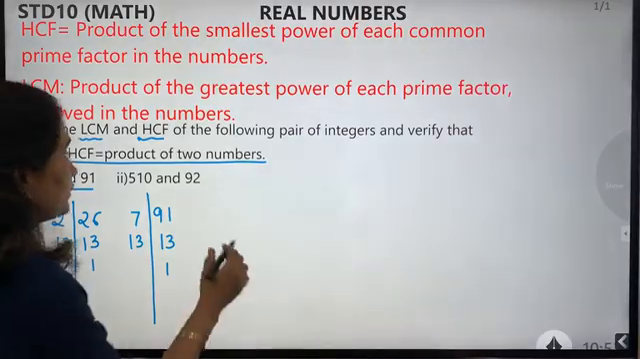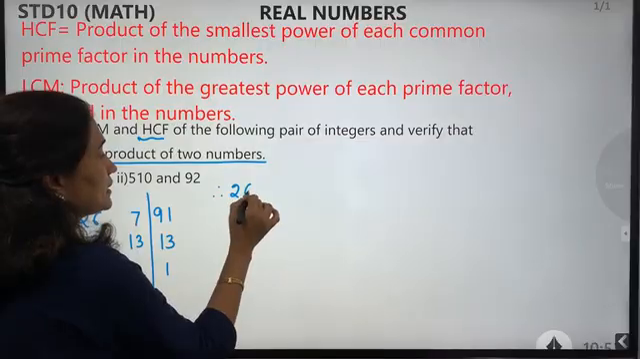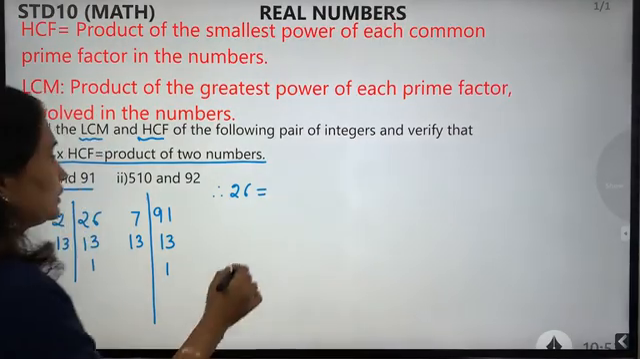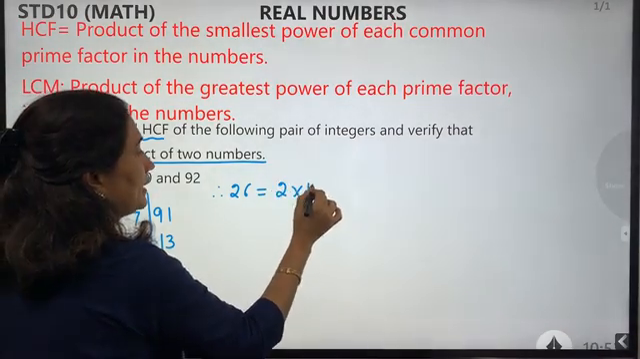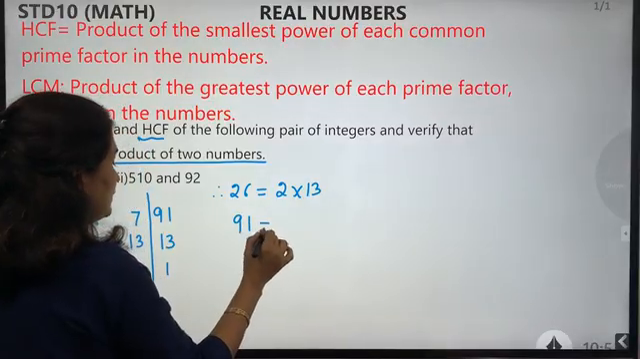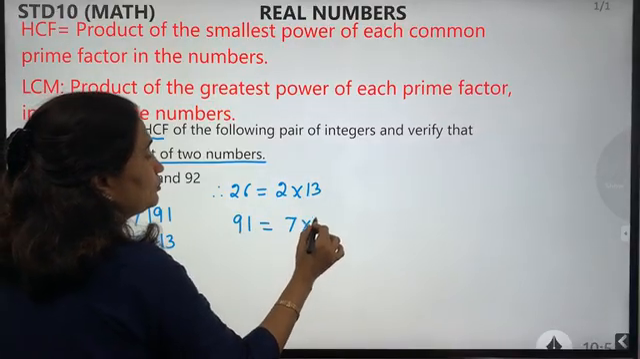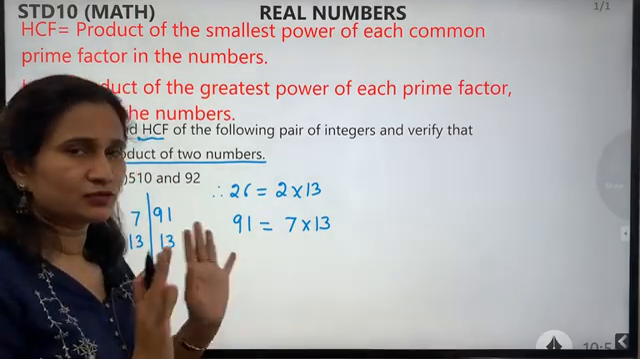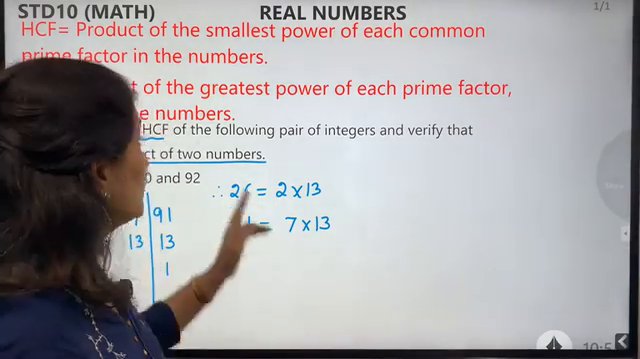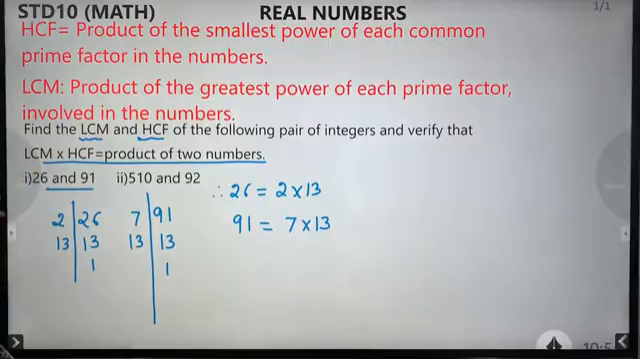Now how do I put it? Therefore 26 is equal to 2 into 13, and the other number 91 is equal to 7 into 13. So, till here it was our basic prime factorization. Now, let us come to see how you find the HCF.